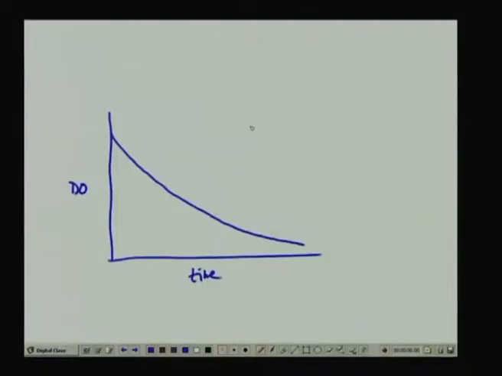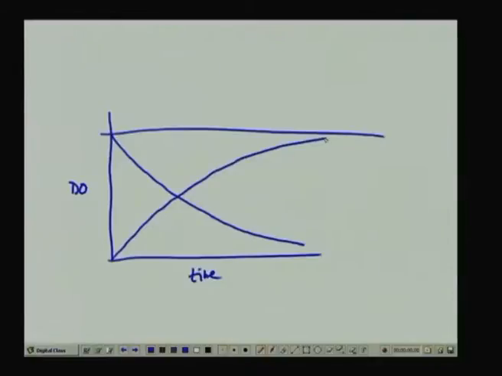We can find one standard relationship here. This is the oxygen, and on the other hand the BOD would be like this, the complementary of that, and this would finally be the saturated value, the saturated oxygen in the water.